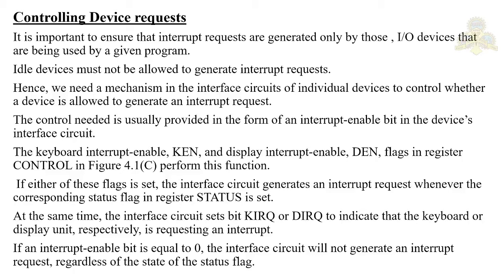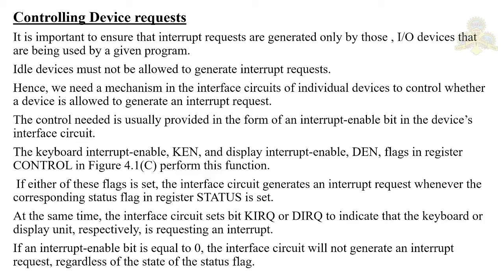We'll get started. So in the last class, we had seen about handling of multiple devices, right? In that interrupt handling, we had seen vectored interrupts, interrupt nesting, and simultaneous requests. In simultaneous requests, there were two schemes: daisy chain and the arrangement of interrupt priority groups. Okay, so we will continue our discussion from the topic controlling device requests.